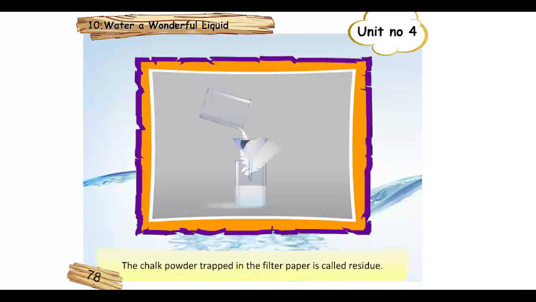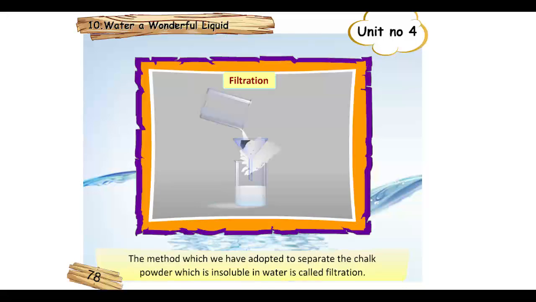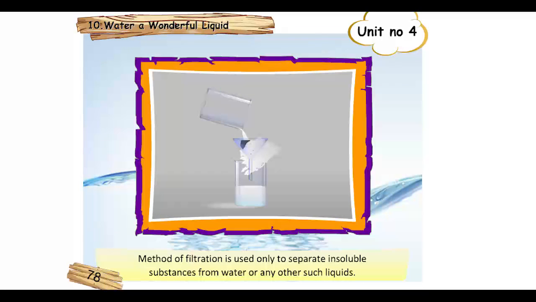The chalk powder trapped in the filter paper is called residue. The clear water that is collected in the jar is called filtrate. The method which we have adopted to separate the chalk powder, which is insoluble in water, is called filtration. The method of filtration is used only to separate insoluble substances from water or any other such liquids.